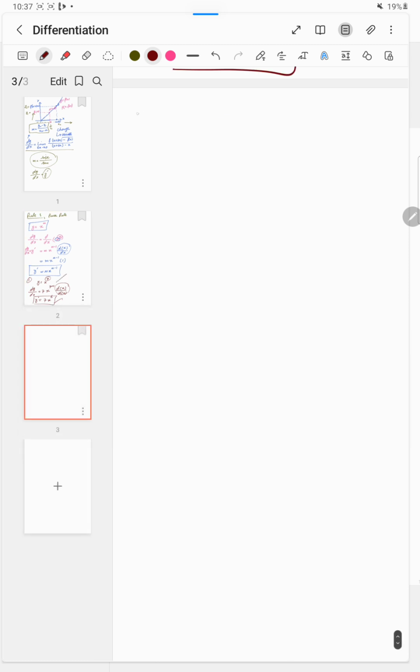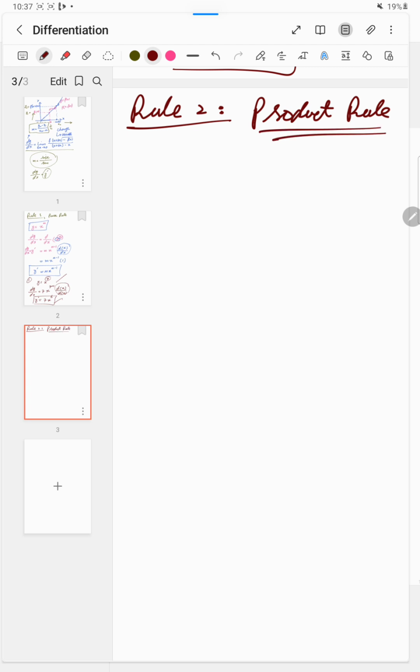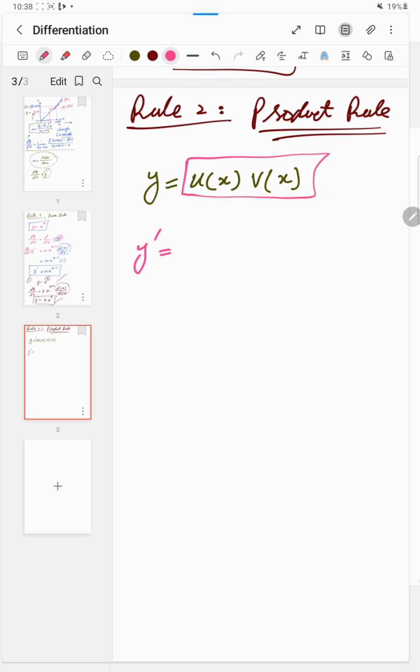Okay, so the second rule, rule number 2, is the product rule. The product rule is, let's suppose y is equal to two functions which depend on x. Let's suppose u is a function of x and v is also a function of x, and we have to differentiate, so we write y prime in the form of a product, because both functions are in the form of a product.